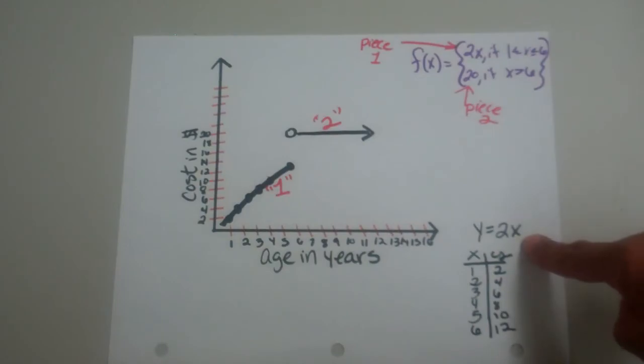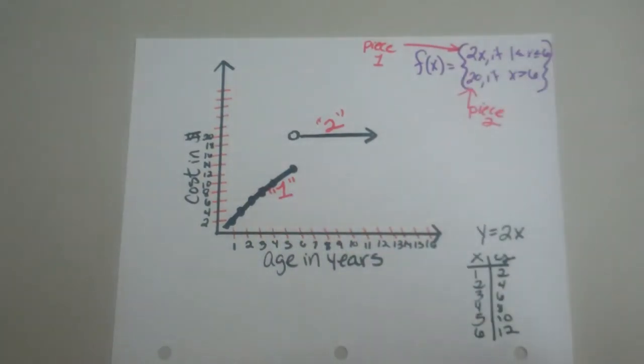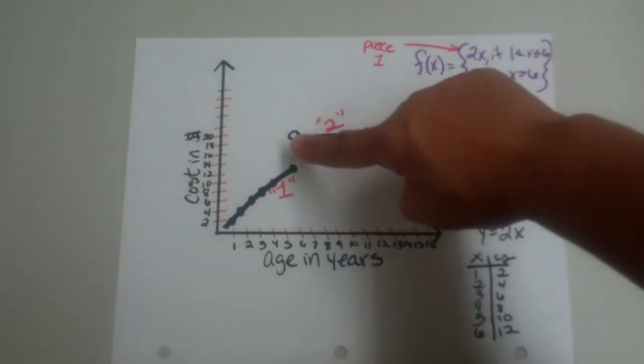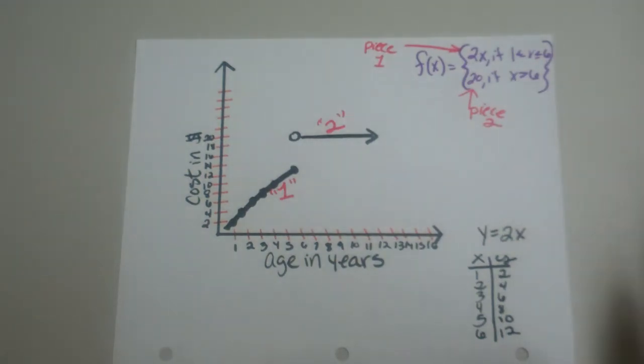The first one, y equals 2x, you'll find here. And the second one is just y equals 20, or f of x equals 20, which of course is a straight line. The reason this is open is because it's greater than 6, not greater than or equal to. So keep that in mind.